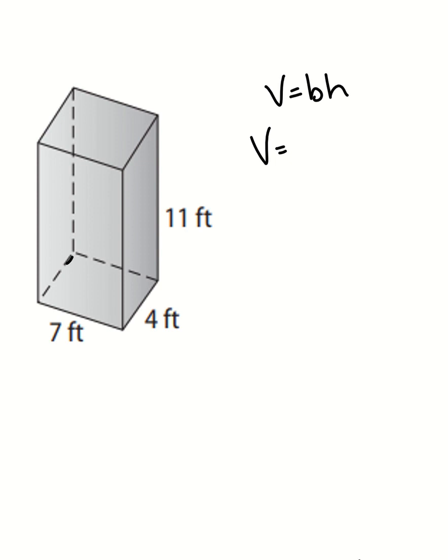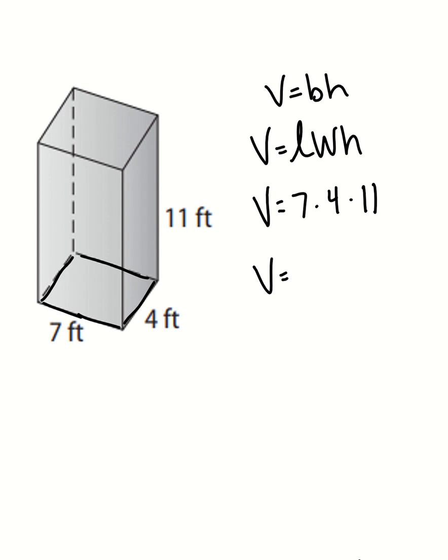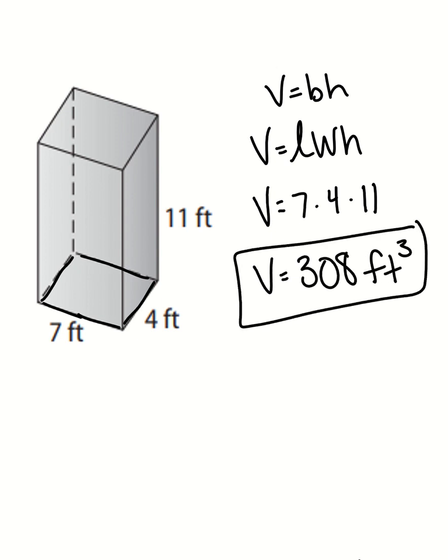So again, we're talking about the base, which is the area of the base. So the base in this situation is this square, okay? So we're gonna do length times width times the height. So when we're talking about volume, we're gonna have the length, the width, and the height. So we're just gonna do 7 times 4 times 11, okay? Now 7 times 4 times 11 is 308, and we're gonna put feet cubed. And that is our answer for the first part.